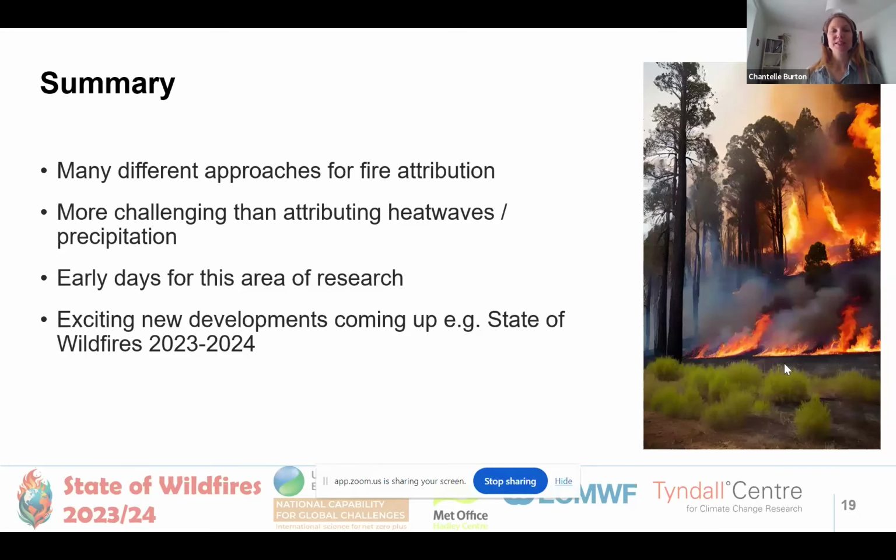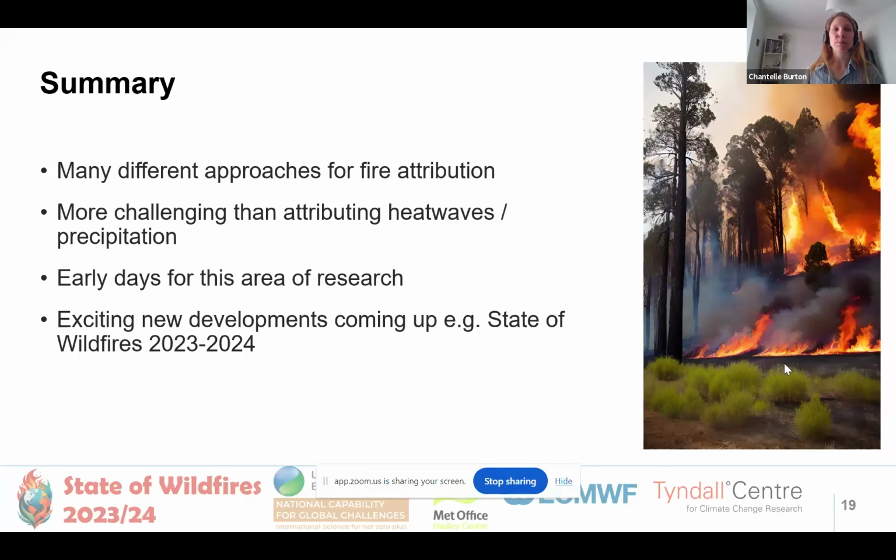So I'll finish there and summarize by saying there's many different approaches to fire attribution. It's probably because it's quite a challenging area to address. So trying to just answer a straightforward question, is fire changing due to climate change? It is not that easy because what do you mean by climate change? There's lots of different approaches to answer the question. And there's lots of different contributing factors to fire as well, which mean that it's quite a complicated, challenging area of research.